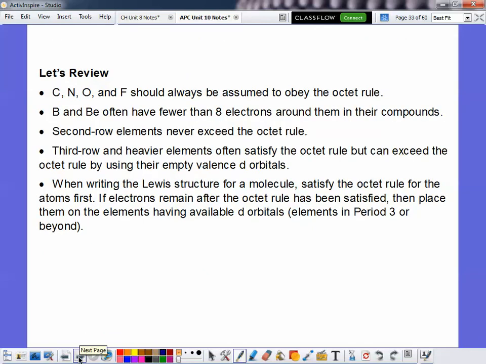So to recap, to review: carbon, nitrogen, oxygen, and fluorine will always obey the octet rule. Carbon wants to make 4 bonds and 0 lone pairs, LP meaning lone pairs. So carbon will make 4 bonds and no lone pairs. You never put lone pairs on carbon. The only exceptions to that are things you're going to see if you take organic chemistry. We're never going to see lone pairs on a carbon here.